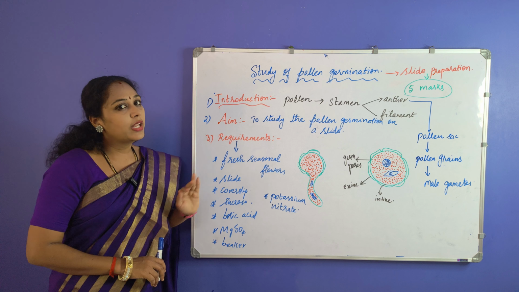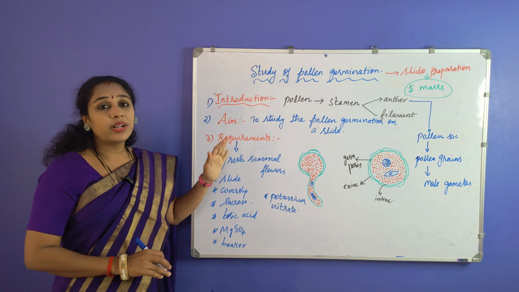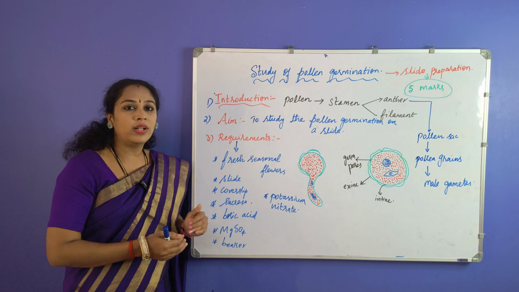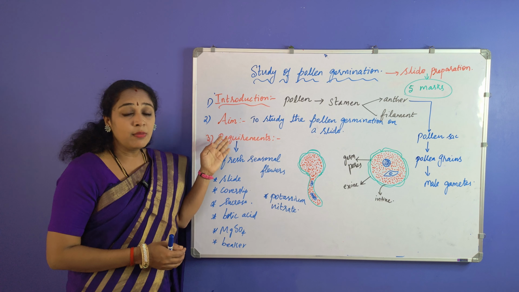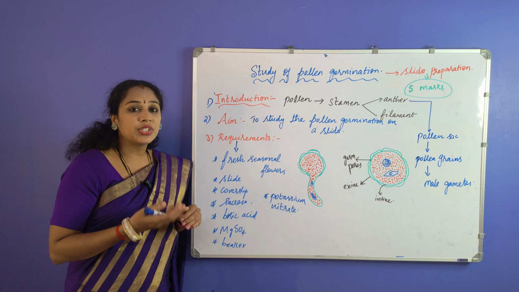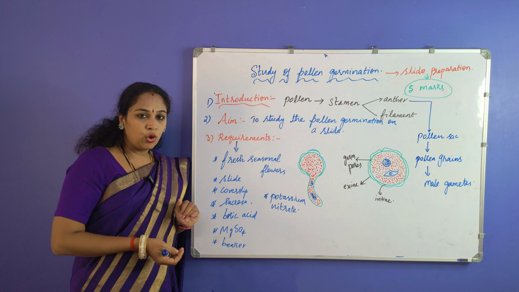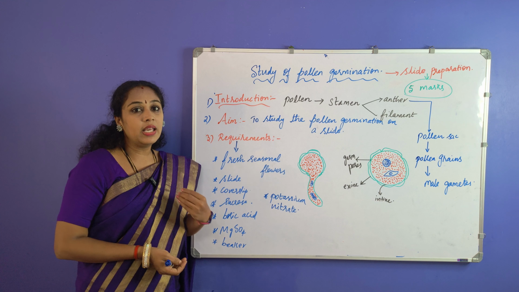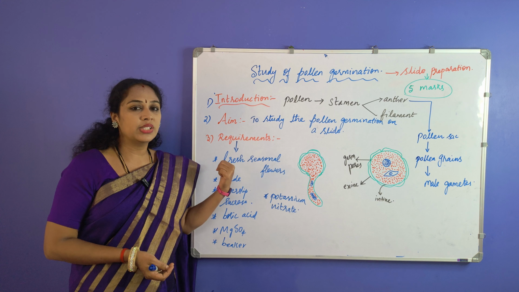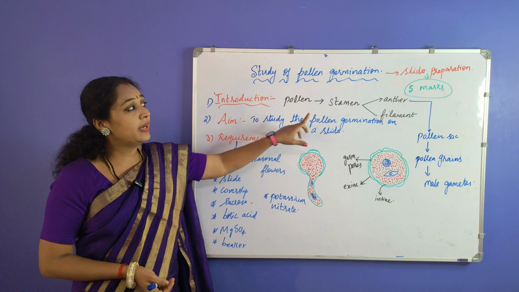Now in this video we are going to see the introduction, the knowledge about the pollen that we have, and then the aim of this experiment, materials required, procedure employed, what you observe finally, and precautions to be followed during this experiment. So this experiment carries 5 marks.